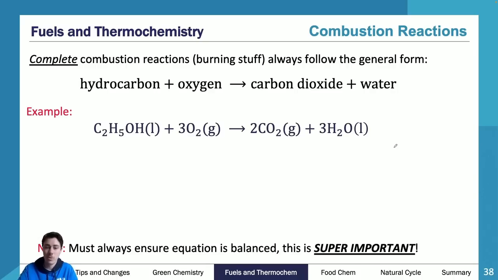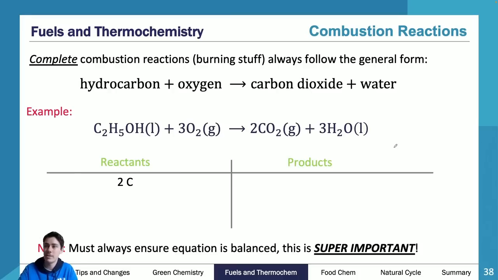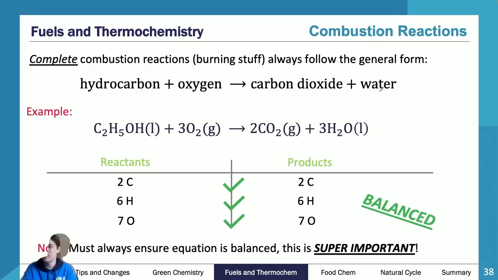What's really important about this is that we must always balance. As you can see here, if I look at my reactants, I have 2 carbons. I have 6 hydrogens, because I added the 3 out the front here. I have 7 oxygens because I have 1 here and I have 6 here. I have 4 here and I have 3 there. I have 7 oxygens. You need to make sure you balance all your equations, particularly combustion equations, as you go through.